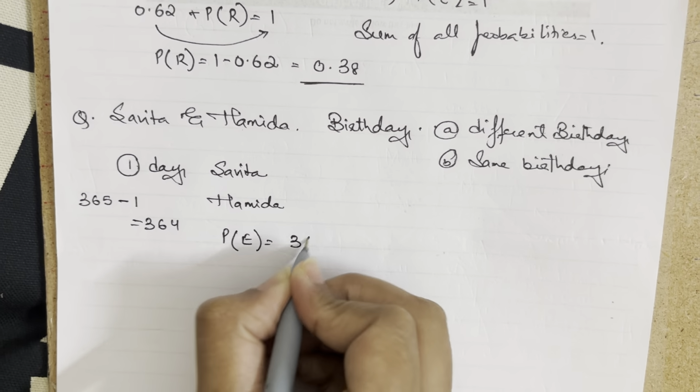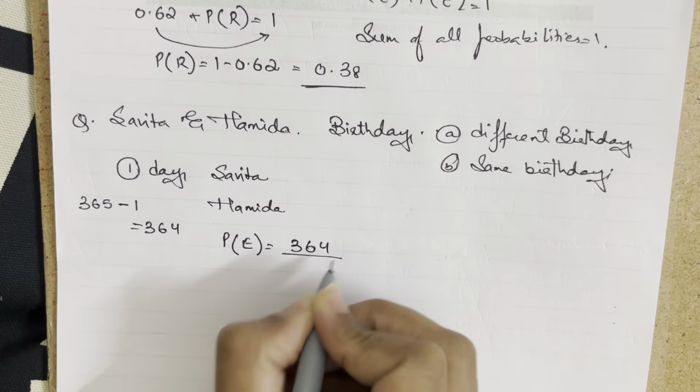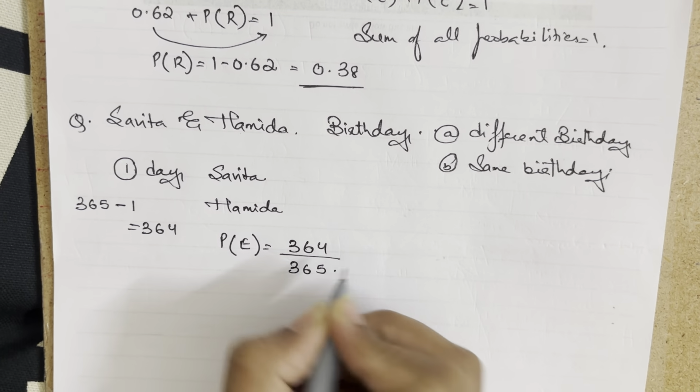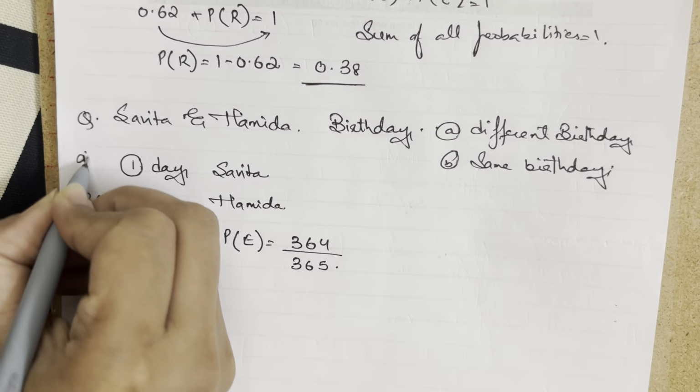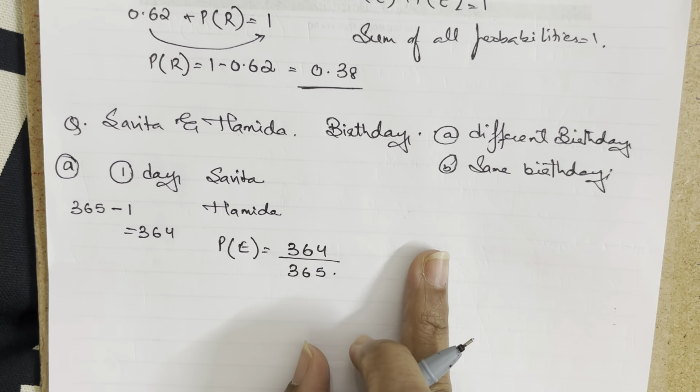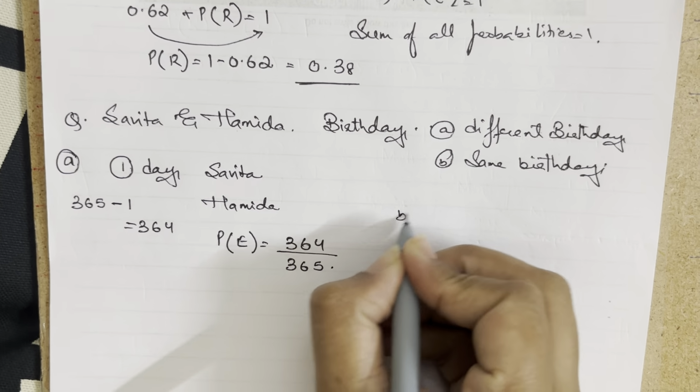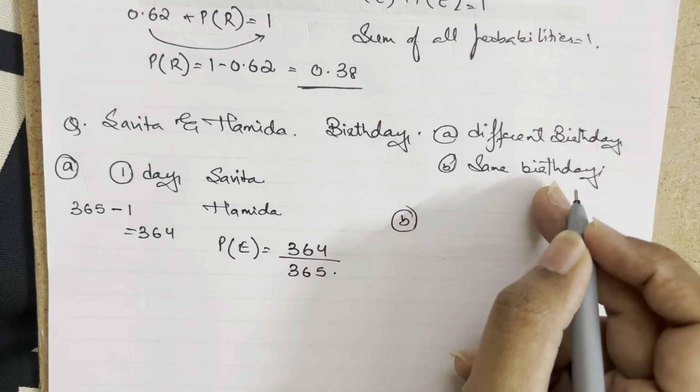Hamida will have 364 days to celebrate her birthday out of the 365. Okay, so this is for the first condition, that is they are both going to have different birthdays. The second condition that is given is they celebrate the birthday on the same day. On the same day means only one day both Savita's and Hamida's birthday is going to come.